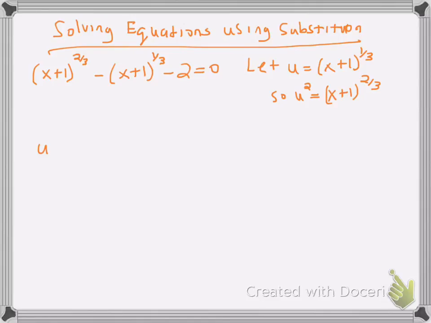So we just have to be able to identify what's my middle. If I'm going to use substitution, look at your middle term. If you can square that and get your first variable term, like the other one, it was x squared. If you square that, you get x to the 4th. So you just found out what u is equal to. This one, it's (x plus 1) to the 1/3. If I square that, I get (x plus 1) to the 2/3. So now our equation becomes u squared minus u minus 2 is equal to 0.